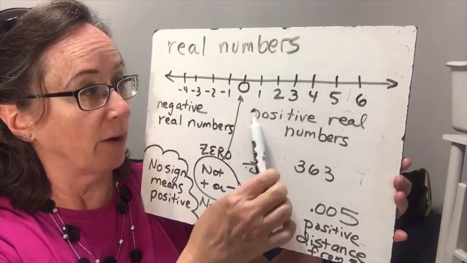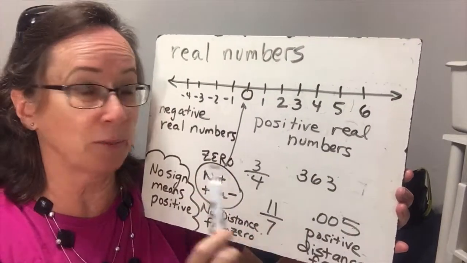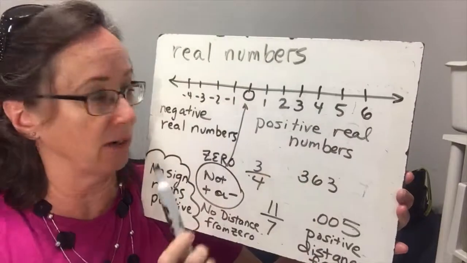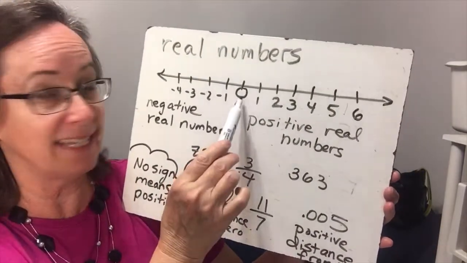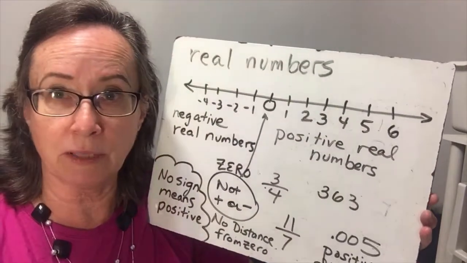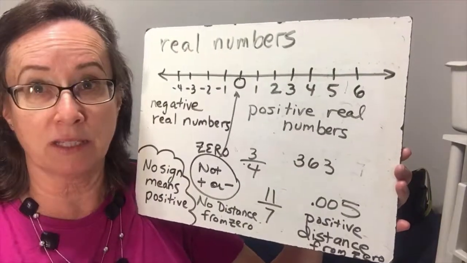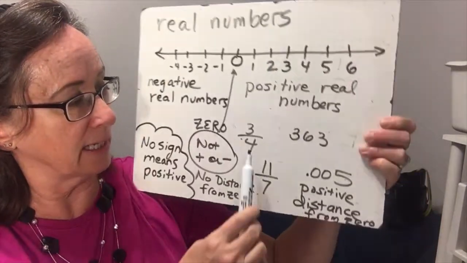So here on the right hand side we have positive real numbers, because a real number is any number that fits on here. And over here on the left we have negative real numbers, and 0, which is in the middle of all this, is not positive or negative. 0 has no sign.